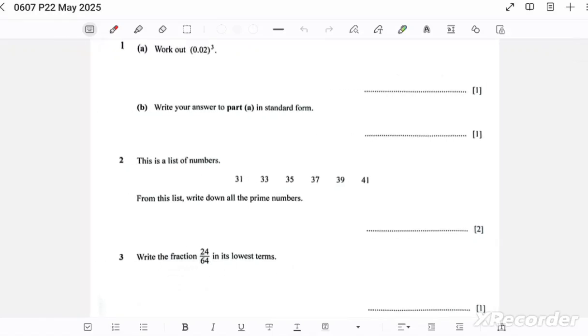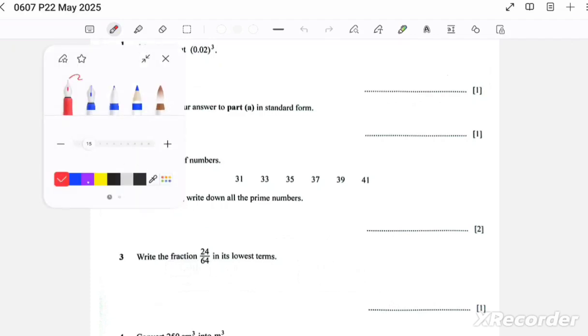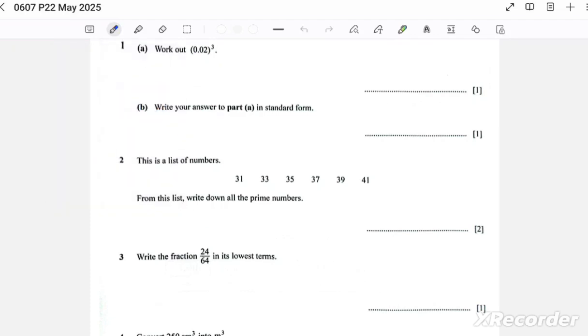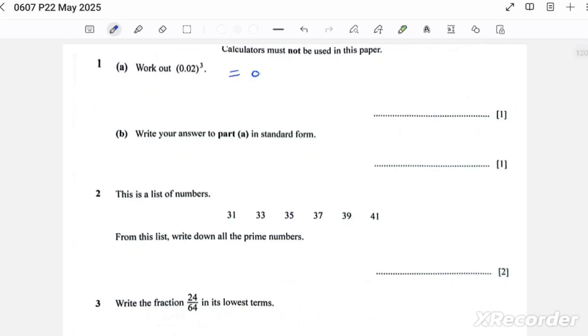Question 1. Work out this number. As you see, you have 0.02 cubed. Cubed means this number is multiplied by itself 3 times, like 0.02 times 0.02 times 0.02. In this case, the answer is 0.000008. How do we get this answer?